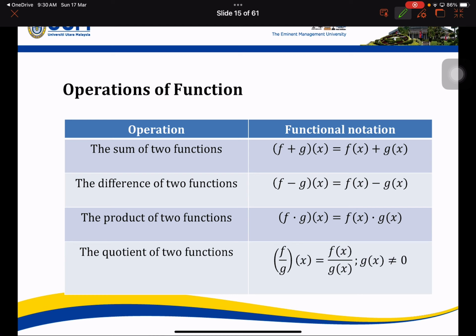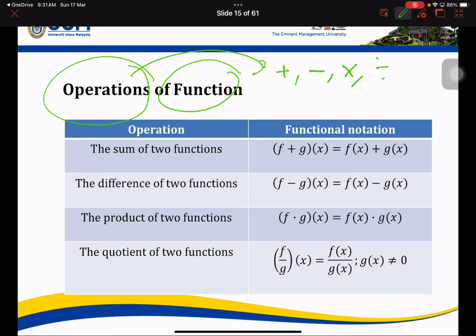Okay guys. This one we have operations on functions. And you know what functions are. So what is an operation? In mathematics, when we see operations, we are discussing plus, minus, multiply, divide, or division. So next time when you see operations, you think addition, subtraction, multiplication, and division.